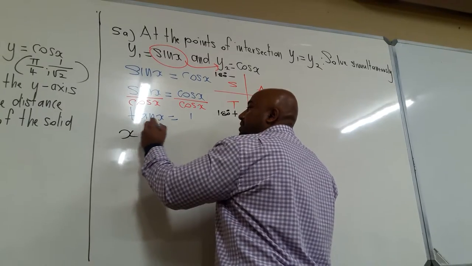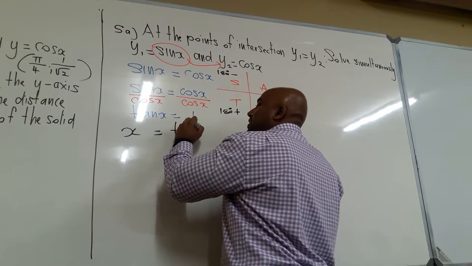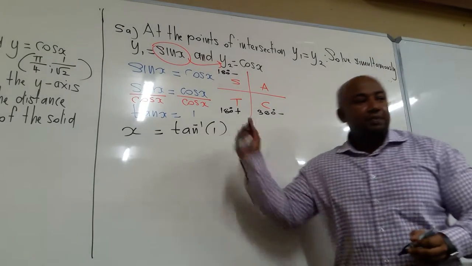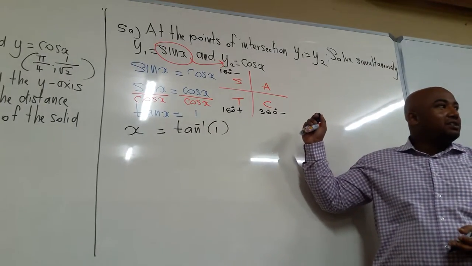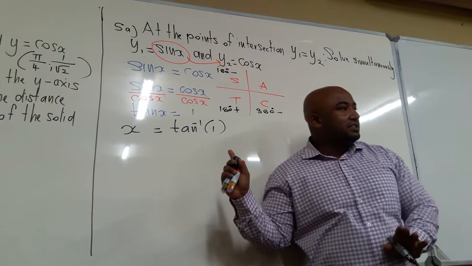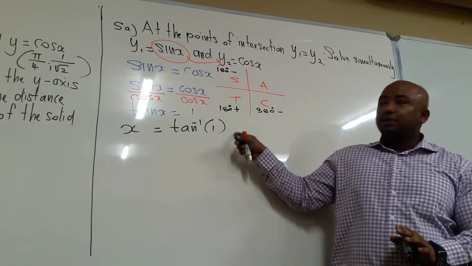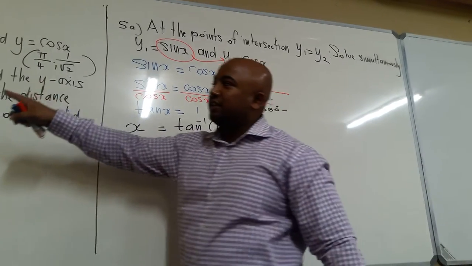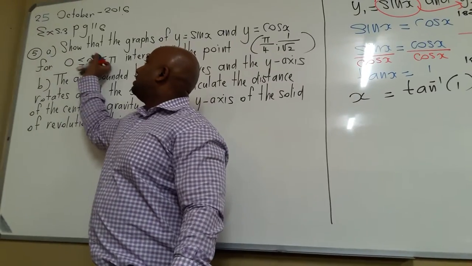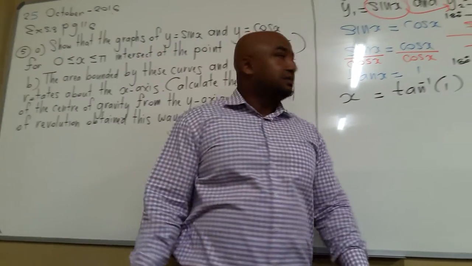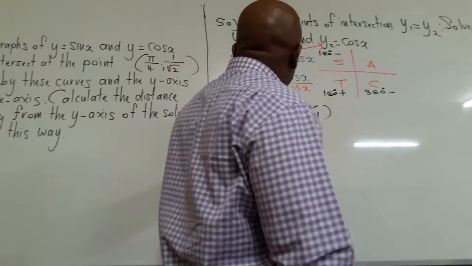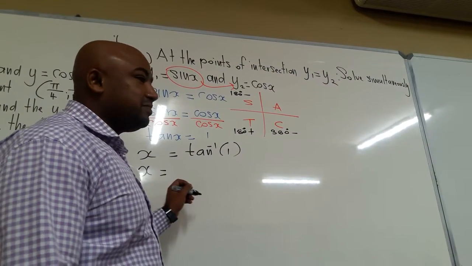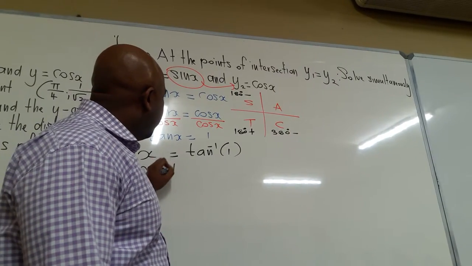Your x is going to equal inverse tan of 1, plus multiples of 180 degrees. Now, I'm not going to write down the general solution here. Your general solution will be plus k 180 degrees. But we don't need to write that down because you can see we are only dealing with the solutions from 0 to pi. So, inverse tan of 1, what do we get? 45 degrees.